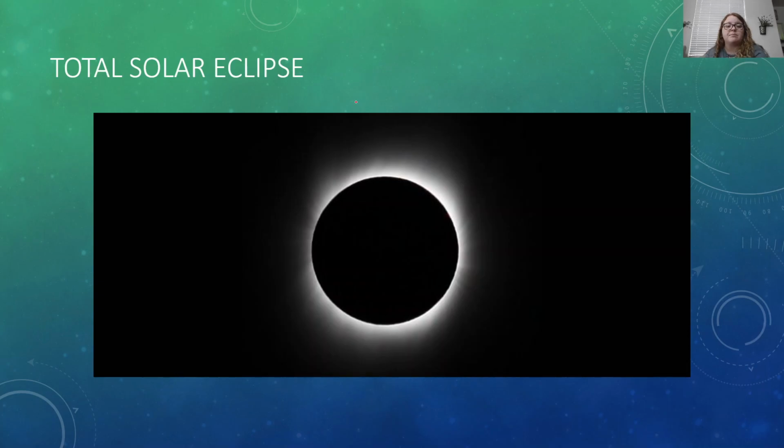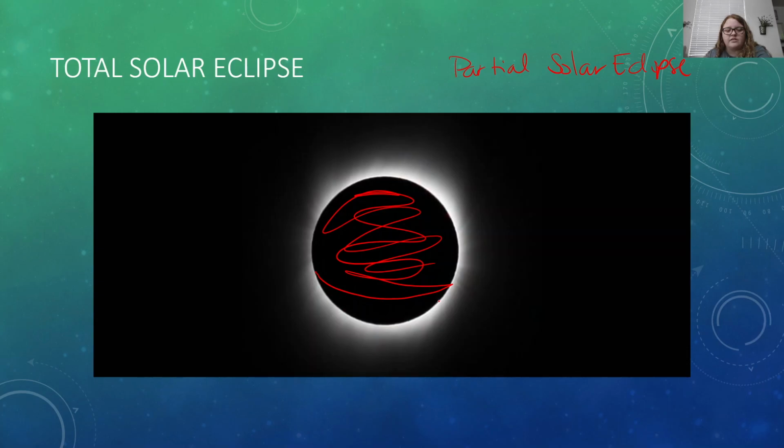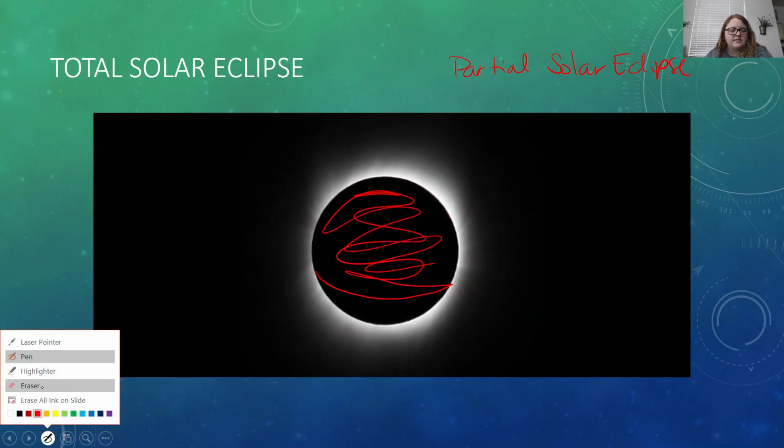A lot of times we'll get partial, so there's also something called a partial solar eclipse. And so this is when we only have a percentage of it. So the moon will go in front of the sun, but it won't completely cover it like this one. So it might be a little bit off center so that it covers like all of this here, but it doesn't cover this part here. Okay, let me erase that.